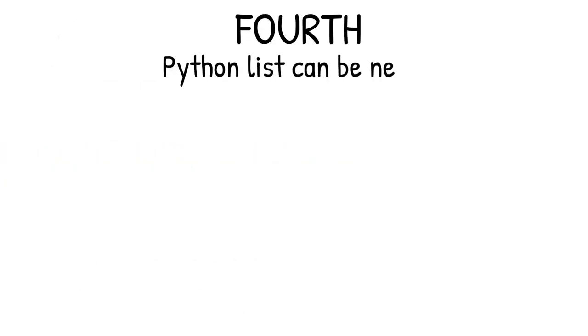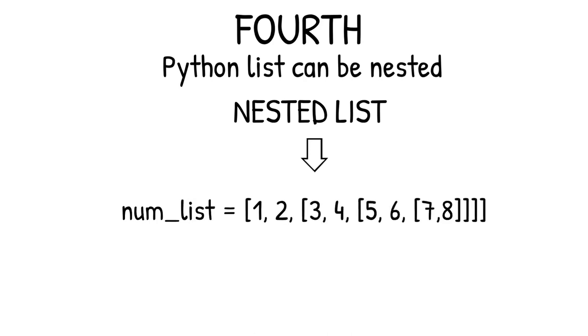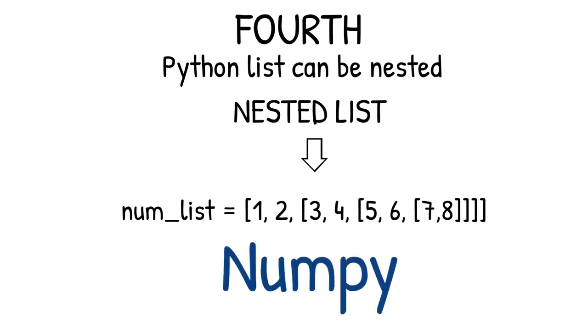Fourth, Python lists can be nested. This means that the Python list can store multiple lists as items in the list. Also, it can store multiple levels of nested lists. For now, just know that this is possible, but we will discuss this widely during NumPy sessions in a future video.